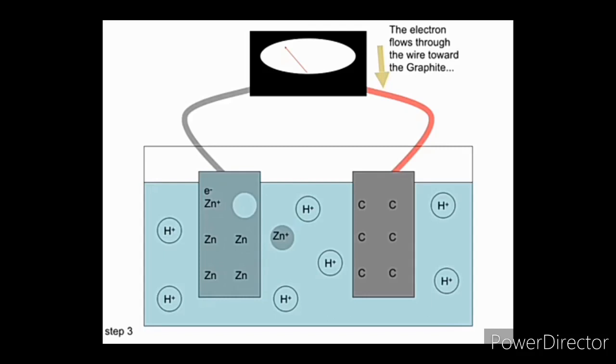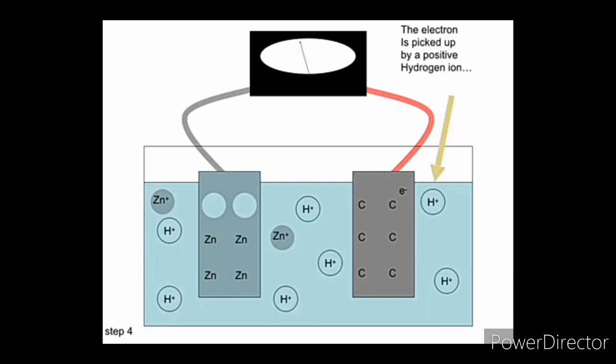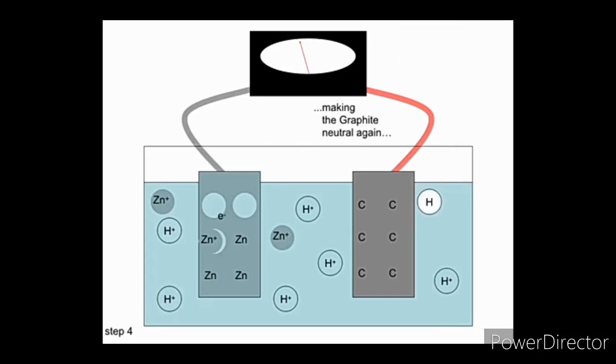This makes the piece of zinc neutral again, so now the zinc is able to lose another electron. But let's follow the first electron as it moves through the wire, through the meter, and toward the graphite. When the electron enters the graphite, it gives the graphite a negative charge.